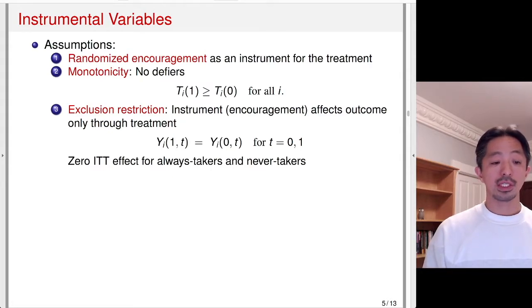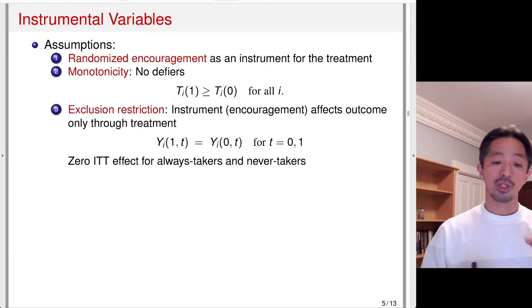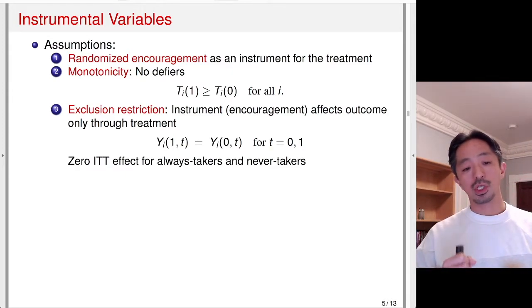Another way of saying this is that there is a zero ITT effect for always takers and never takers, because always takers and never takers are not affected by the encouragement in terms of the treatment. So they should have zero ITT effect, right? The encouragement should not affect these people, because encouragement doesn't, by definition, affect their treatment status. So that's basically the exclusion restriction. The encouragement, which is basically the instrument in this case, affects the outcome only through the treatment.